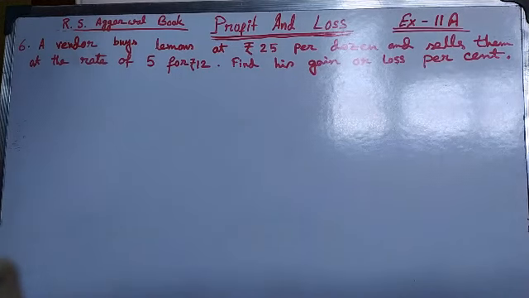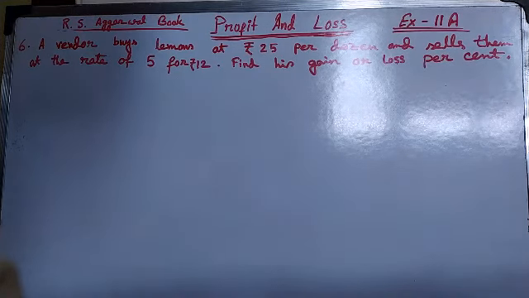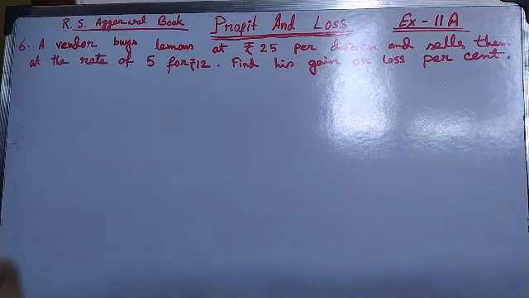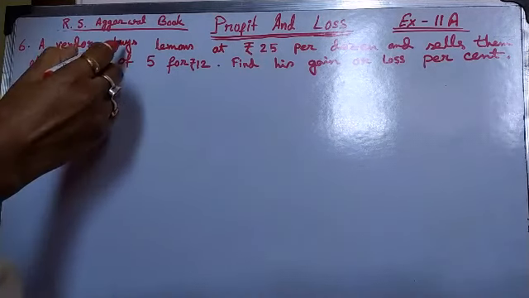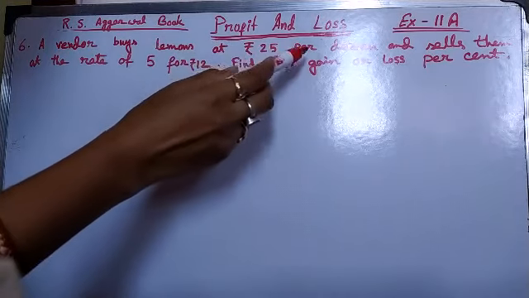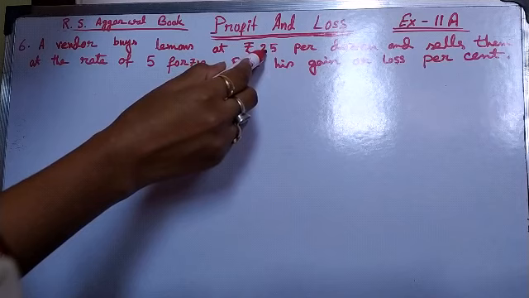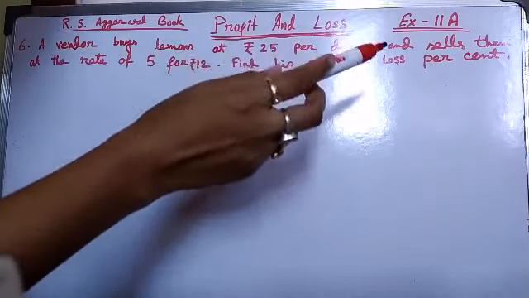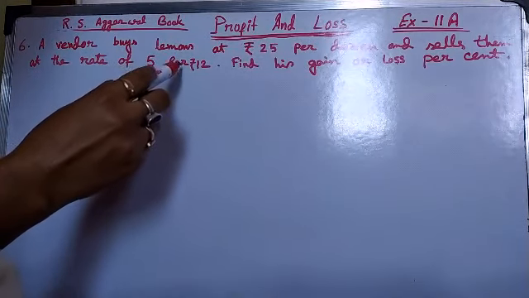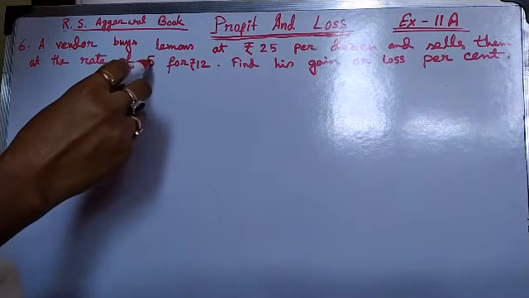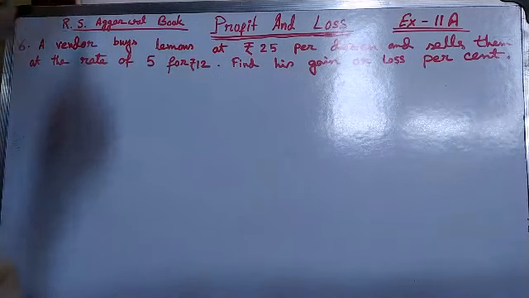Question number 6. A vendor buys lemons at rupees 25 per dozen and sells them at the rate of 5 for rupees 12. Find his gain or loss percent. So here buys, that means CP: 12 pieces of lemons cost rupees 25, and he sells them at the rate of 5 for rupees 12. That means the selling price of 5 lemons is rupees 12.